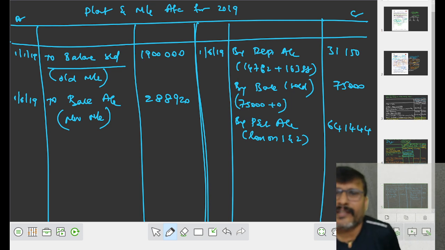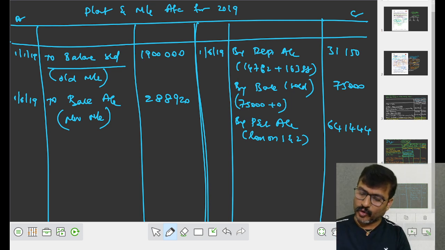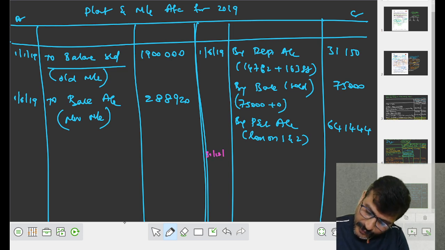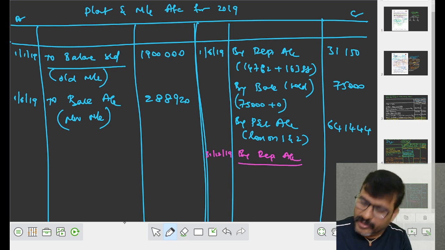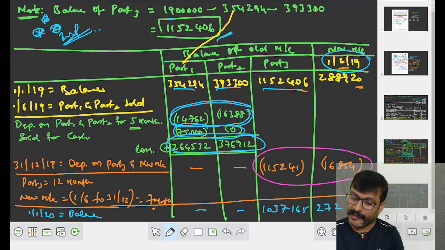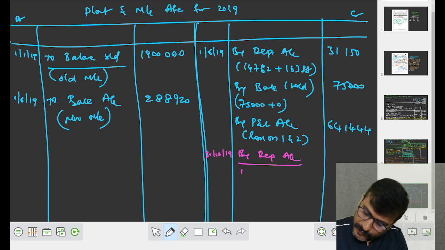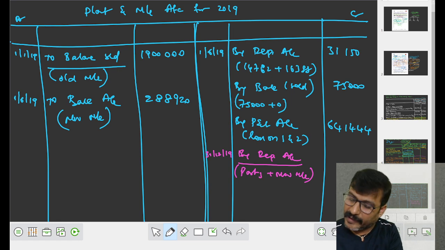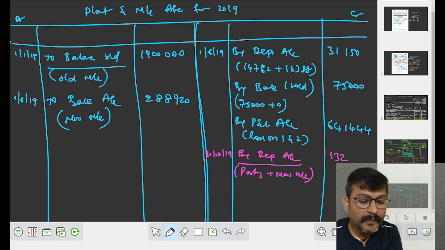What are all the things you have written? Depreciation on both the parts, sold off both the parts, and a loss on both the parts. Finally, at the end of the year, what have we calculated? On 31st December 19, by depreciation account. It is on these two numbers, that is part 3 plus new machinery. Add both the depreciations, that comes to rupees 1,32,095.